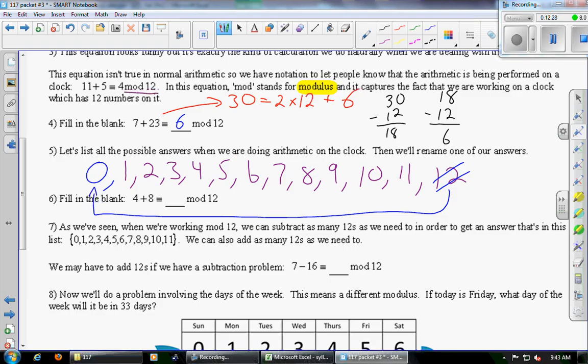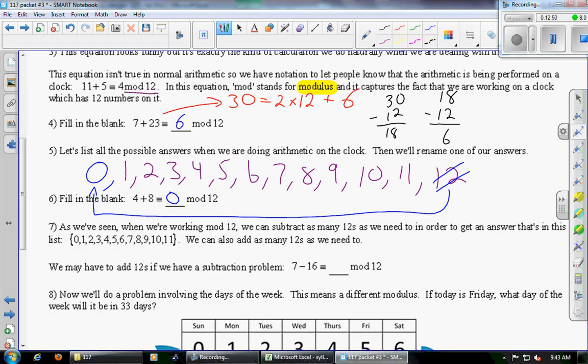All right? So it's always the last number that gets replaced. You never put the final number itself. We're just going to rename that 0. Yeah, 12 is the start. So why don't we start at 0 instead of starting it at 12?